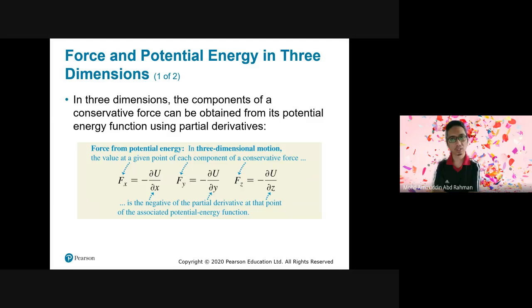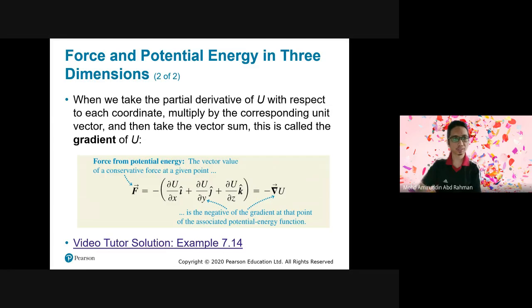How about in 3D? In three dimensions, the components of conservative forces can be obtained from the potential energy function using the partial derivative. We have components x, y, and z, so we need to differentiate for all three components. When we take the partial derivative of U with respect to each coordinate, we multiply by the corresponding unit vector and then take the vector sum. This is called the gradient of U, the summation of all of the partial derivatives.